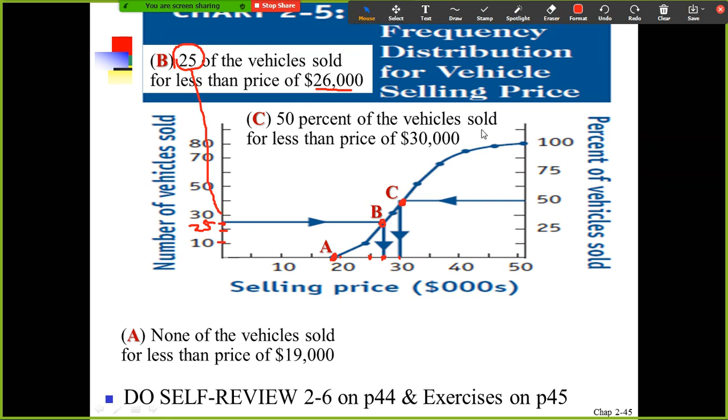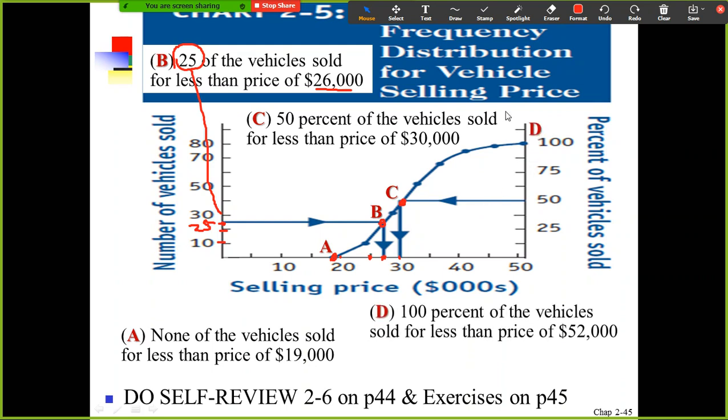50% of the cars sold for less than the price of 30,000. This is exactly 30,000. Okay, 50% sold less than. Okay, 50% of the cars sold less than 30,000. This is D.